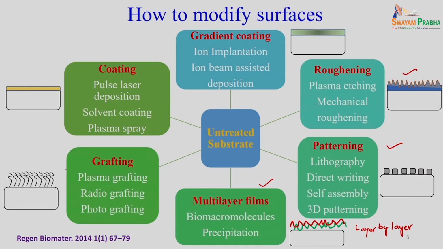Also, we go for grafting. We want to graft a functional group here. It can be done by plasma grafting, radio grafting and photo grafting. You can say simple coating. Pulsed laser deposition, solvent coating or plasma spray, these are the simple coating. In fact, we can also go for gradient coating. The gradient coating includes ion implantation and ion beam assisted deposition. So, these are a summary of a few methods to design or to get the modified surfaces.